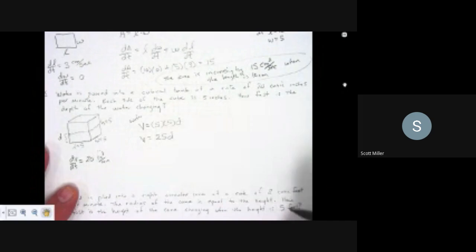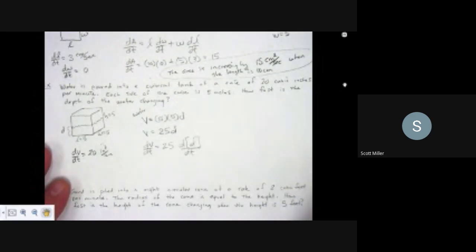So then my volume is 25 times d. So then what? Take the derivative of it with respect to time. So the derivative of the volume with respect to time is 25 times the derivative of the depth with respect to time. See how I did that? So instead of having 2 dd, I just put the second d in the parentheses so you know that it's the variable thing. And then what am I looking for?